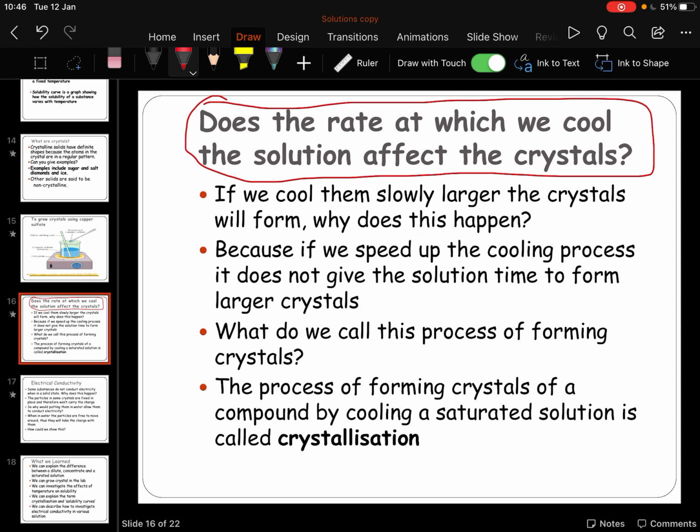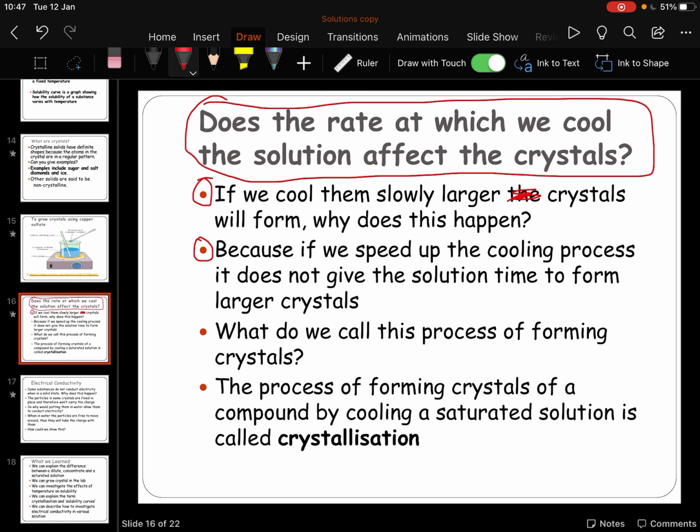Okay. So if we cool them slowly, you're going to have to take down all these points actually because they explain the experiment. If we cool them slowly, larger crystals will form. Why does this happen?